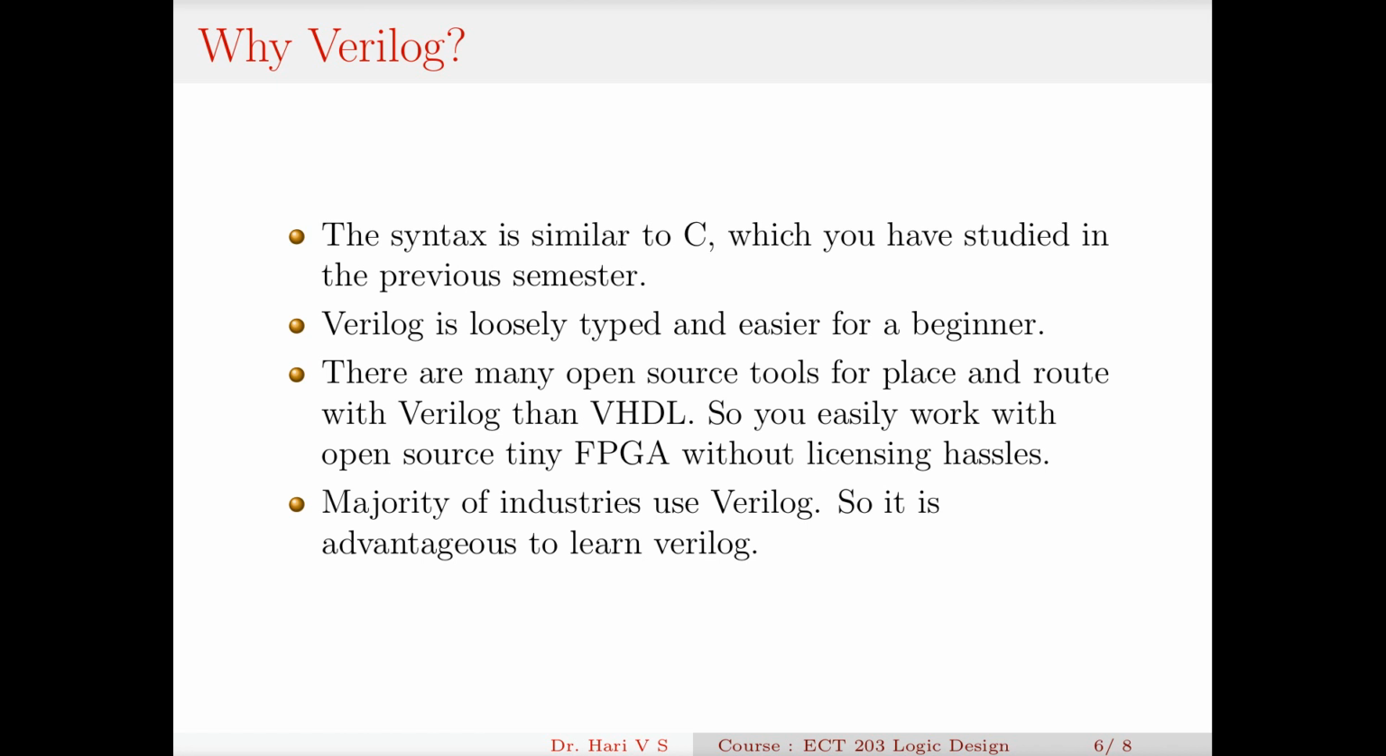The third reason why we choose Verilog is that there are many open source tools for place and route with Verilog than VHDL. You may be working with many open source tiny FPGA boards, so you can use many open tools for writing this netlist into the tiny FPGA. With VHDL there are very few open tools. The advantage with open tools is that you can purchase an FPGA for around 2,000 rupees or as low as 1,500 rupees, and some tiny FPGA boards come at around 4,000 rupees. You can buy one such board, and even at home you can do this. You don't have to spend any money on the software for writing this netlist to the FPGA. The fourth reason why we use Verilog is that the majority of industries use Verilog. It is very easy to do prototyping and design in Verilog, so it increases your job opportunities in the industry.